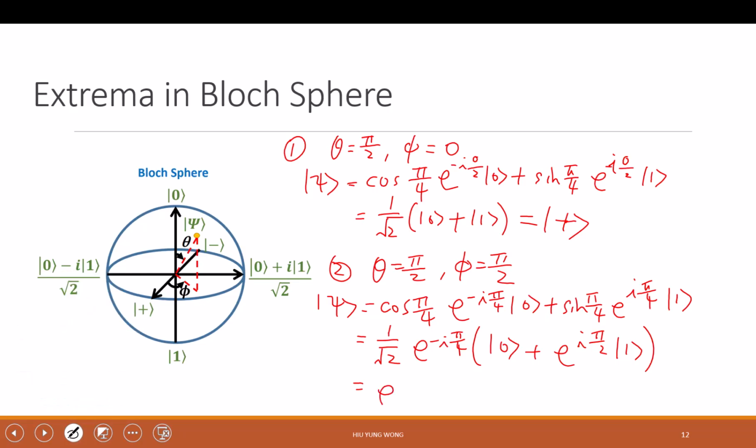This is equal to e to the power negative i pi over 4, 1 over square root 2, 0, plus e to the power i pi over 2 is actually i, because cosine pi over 2 plus i sine pi over 2 is just i. Now you see that it's not exactly the same as what I wrote here, but is this okay? It is, because they only have a global phase difference of e to the power i pi over 4, right? And this point indeed represents an infinite number of points that differ by a global phase.